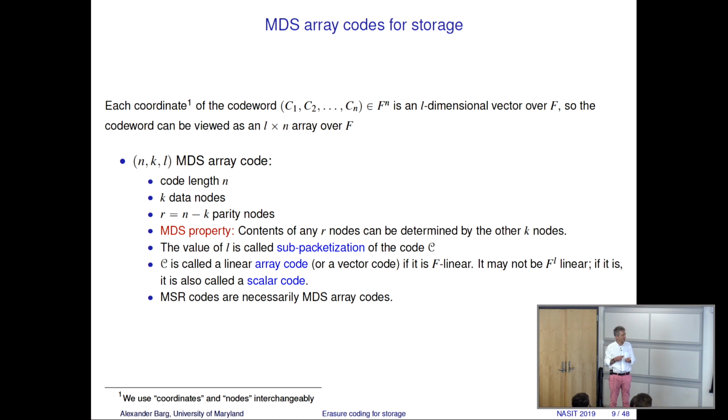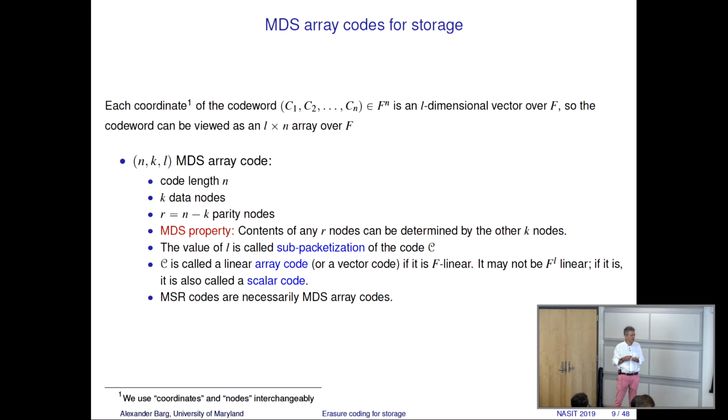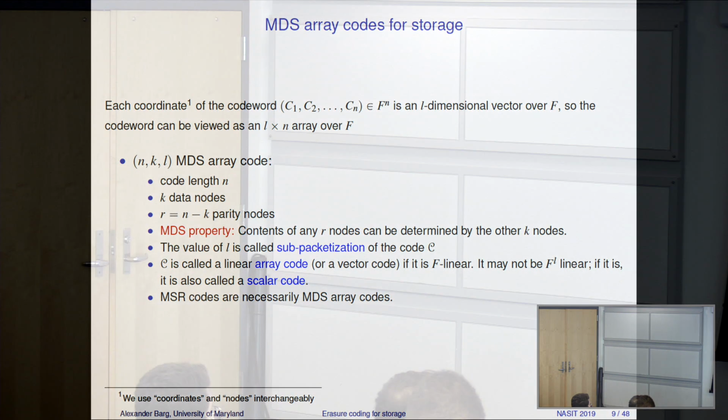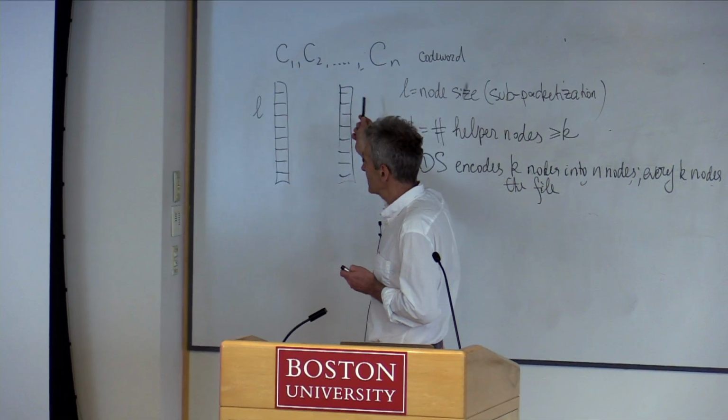MSR codes are necessarily MDS codes. If the codes are on the MSR part of the trade-off of the cut set curve, then they must be MDS by definition. Just take this as a part of the definition; let's not discuss why that is true. This injects a bit more terminology than previously, somewhat unusual if you have not seen it before. What is important to remember is this representation of the code, C1, C2, Cn, over a field. Every coordinate is an L-vector. It is an MDS code.